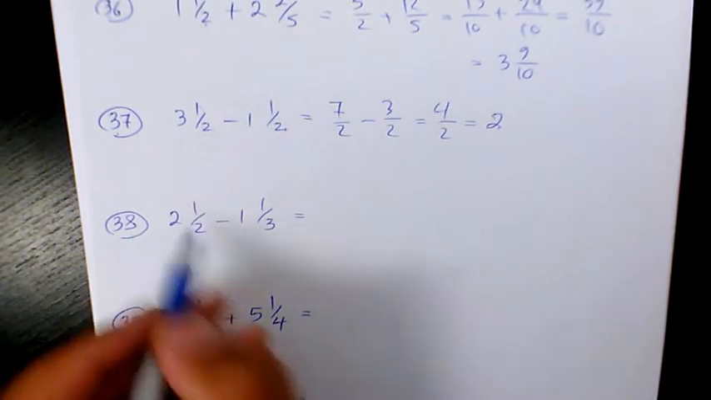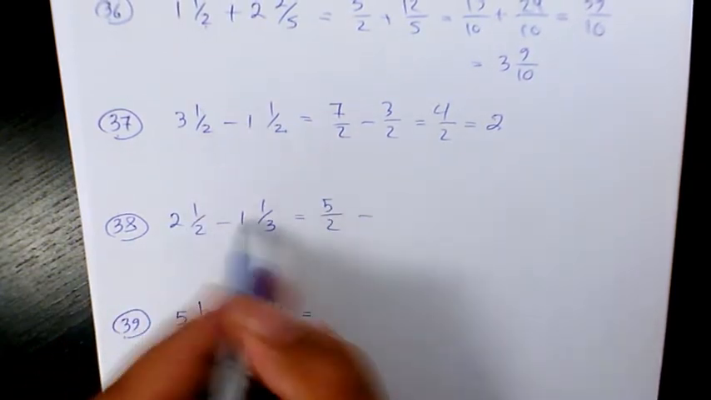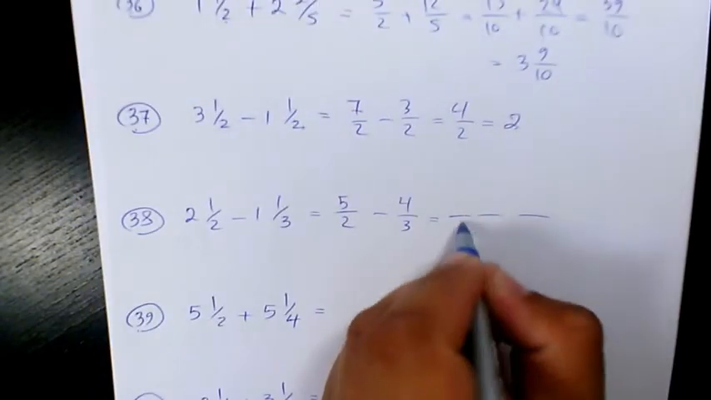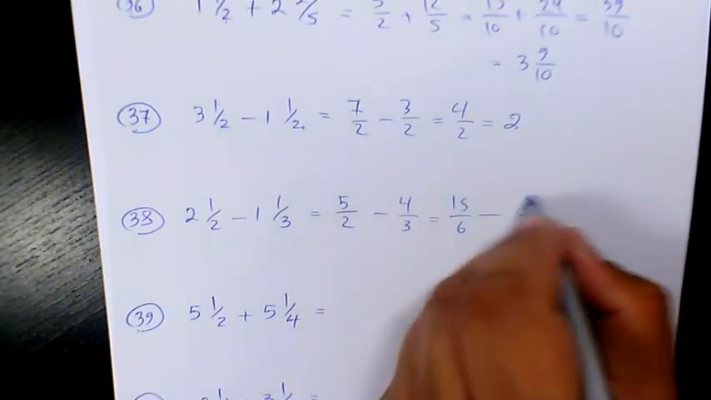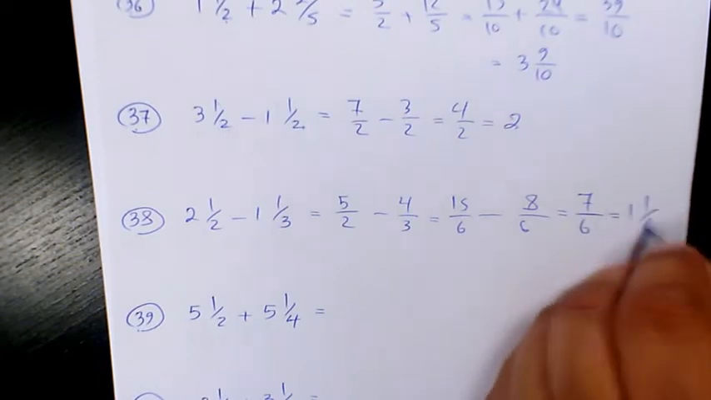2 1/2 is going to be 2 times 2, 4, plus 1, 5, 5 over 2. 1 times 3 plus 1 is going to be 4 over 3. Then you do the common denominator, 6. 5 times 3, 15. 4 times 2, 8. 15 minus 8 is going to be 7 over 6, or 1 1/6.